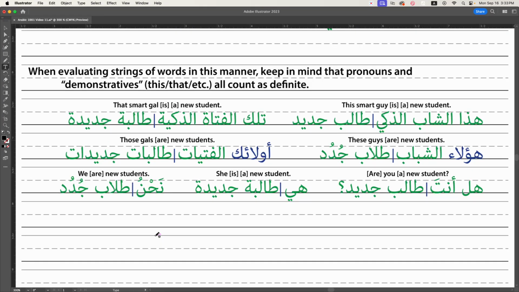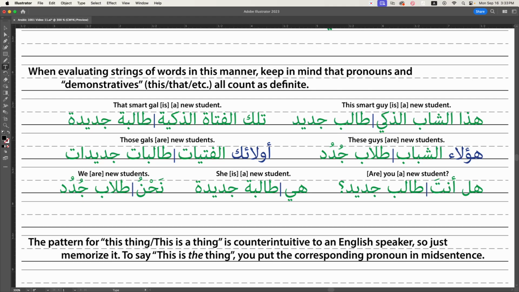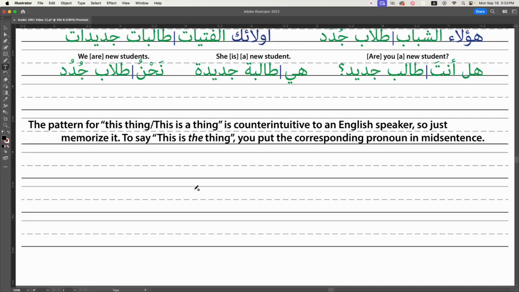Where we go from definite to indefinite, that tells us it's a sentence, and that's where the is, am, or are goes. But I want to do one last thing here because it's counterintuitive to an English speaker. So the pattern for this thing versus this is a thing is counterintuitive. You want to read it backwards if you're an English speaker. I'll give you an example in a moment. You could see it. So just memorize this pattern. I'll give it to you right here in a second, and then I'll get to this at the end.